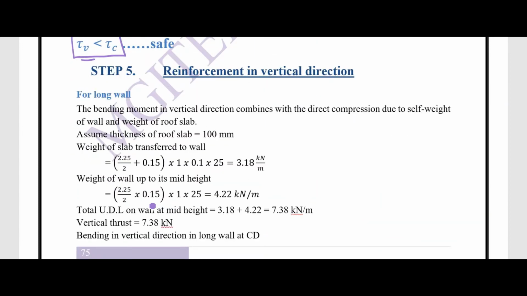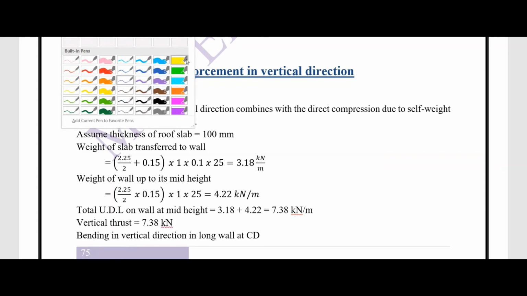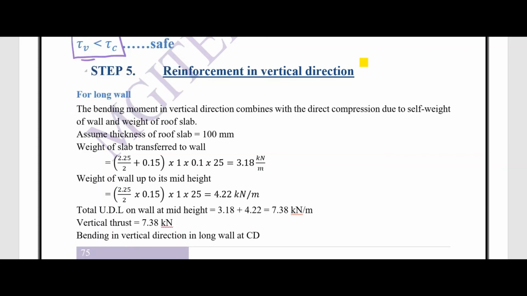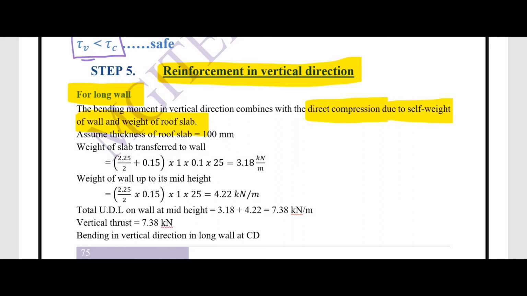Now we are going to design the reinforcement in the vertical direction. For the vertical direction in the long wall, bending moment in the vertical direction is combined with the direct compression due to self weight of wall and weight of roof slab. So we have to transfer the roof slab load on the wall. For the vertical reinforcement, we assume the vertical reinforcement resists wall load as well as roof load. So we transfer the roof load to the wall.